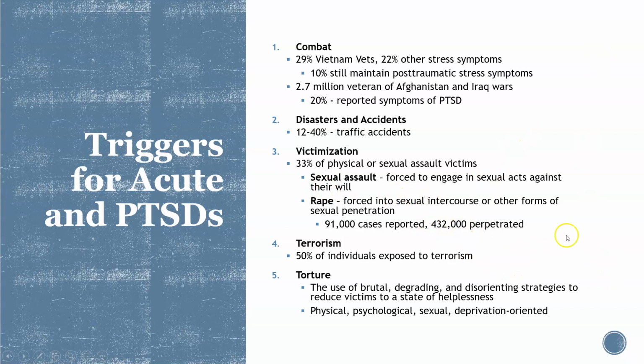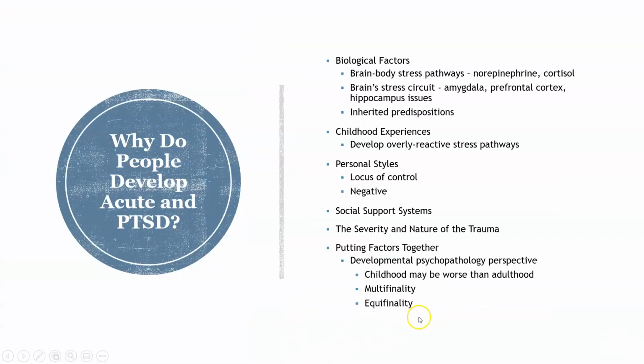And torture, because remember we talk about traumatic events being physical brutality in essence, and so torture uses physical, psychological, sexual, and deprivation-oriented techniques to disorient people and to make them helpless in a sense. So we see this in movies sometimes. There are physical beatings, there are psychological, quote-unquote, mind games. Sometimes it's of a sexual nature. In the case of Abu Ghraib, it was a big controversy in the 2000s about U.S. soldiers who were sexually humiliating prisoners of war. And so torture can also be a trigger for PTSD.